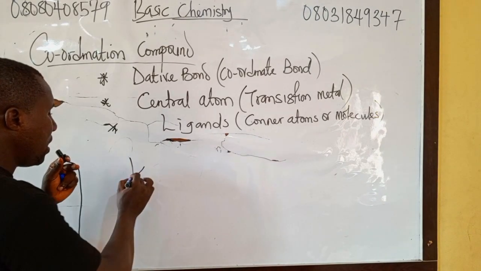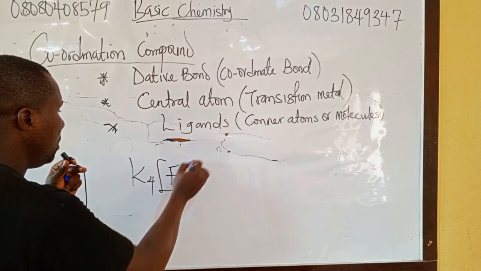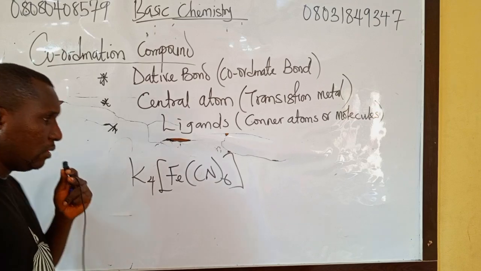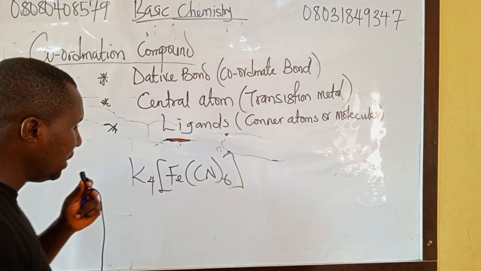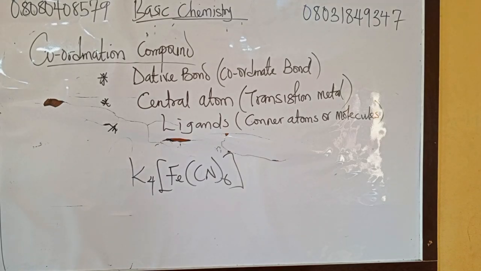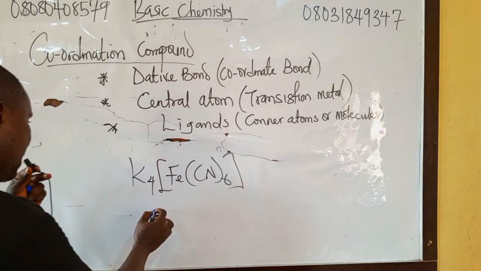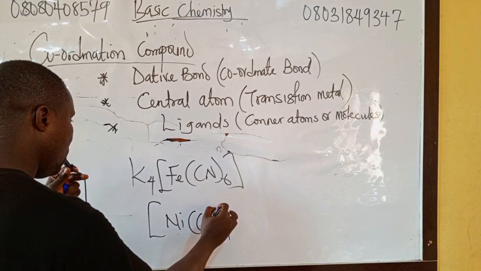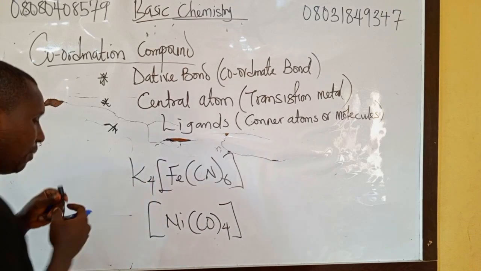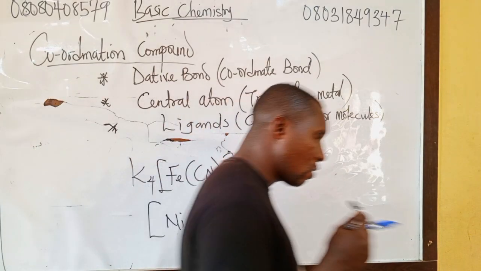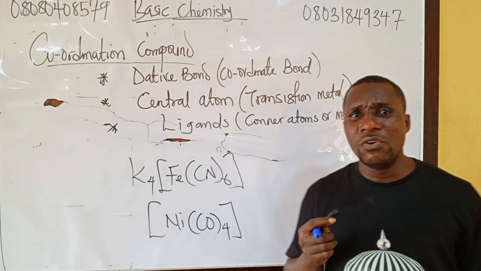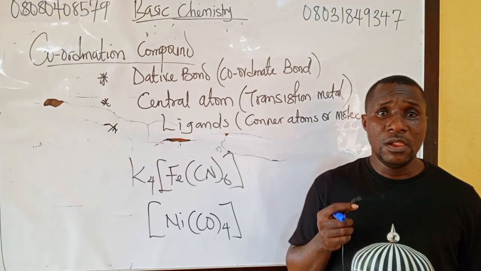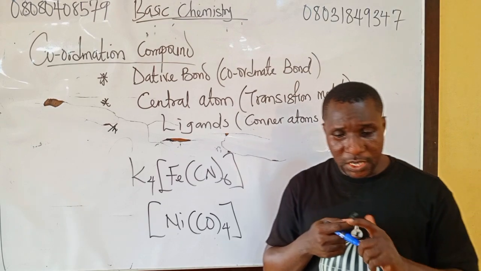For example, when you have K4Fe(CN)6, you have this. This is a central atom. These are what? Donor atoms. That is an example. We have so many examples on this. We have nickel tetracarbonyl. These are examples of coordination compounds. Please take note. In a video, I will teach you the naming of complex compounds, coordination compounds. I will teach you the naming, which is very important. Please take note. Let us move further.